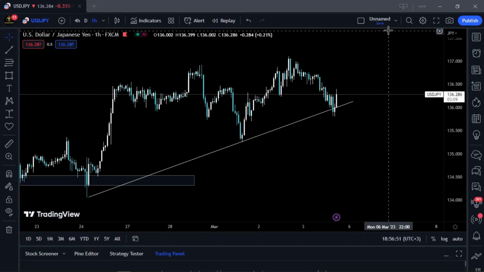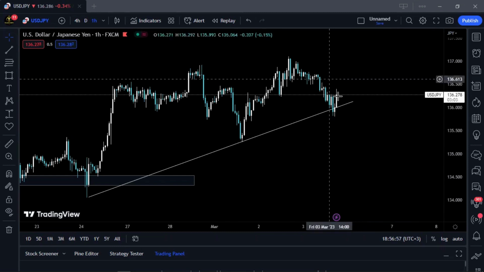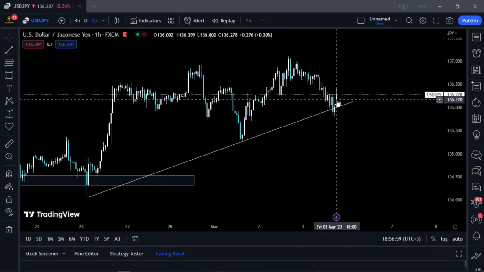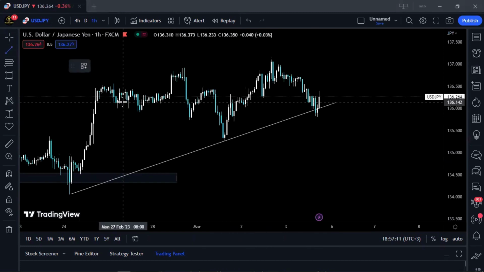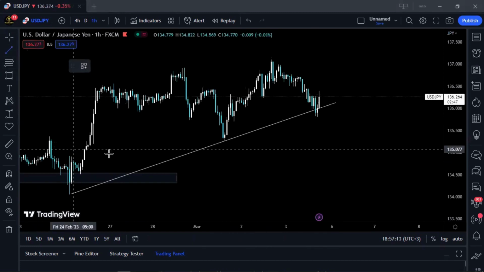Now, what's a pip? A pip is a short term used in the Forex market to measure the change in exchange rates. The short form of it is price in points. So it's the difference in price from one point to another.